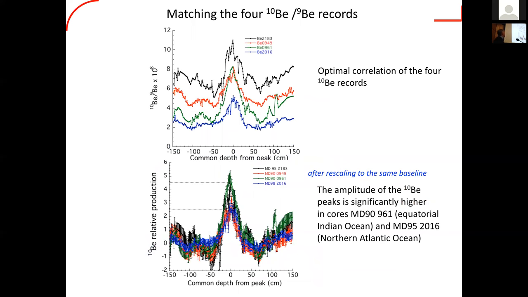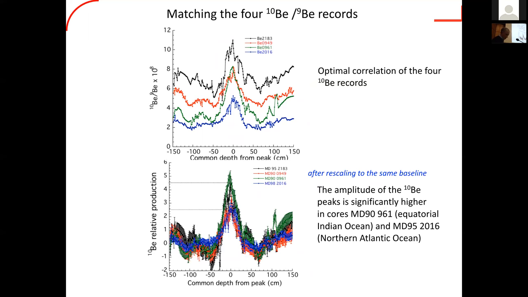There is something we can do as a check of the suitability of this beryllium record, which is to compare the amplitude of the peaks. If we do that, after matching all the records over common depths, we can see that two of these records have significantly higher peaks than two others here.